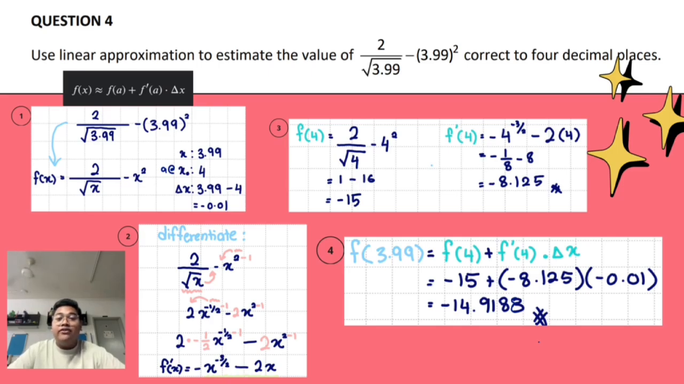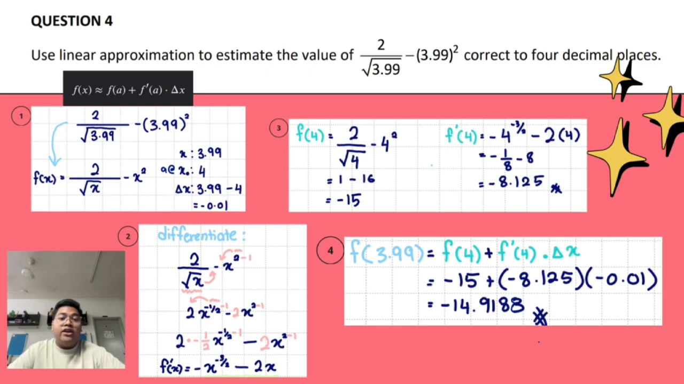So now we use our easy reference point a equals 4 to find two key values. First, we find f(4). This is the initial value of our function at the easy point. So f(4) we get minus 15, and then we find f prime of 4. This is the slope of the function at the easy point. So f prime of 4 we get minus 8.125.